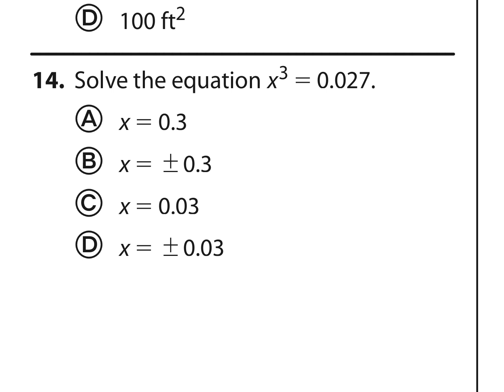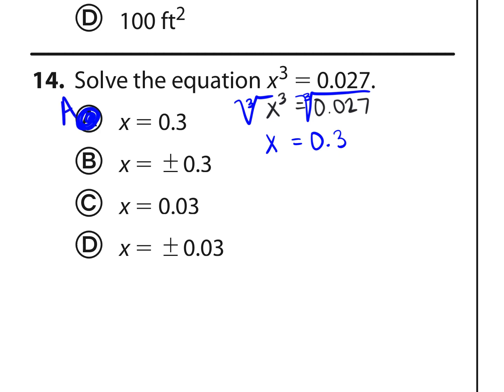Number 14, solve the equation x cubed equals 0.027. Well, we want to solve this by finding out what x is. We can undo this cubing x, which is x cubed, by doing the inverse. So we could take the cube root of both sides of this equation. On the left side, when you cube root x cubed, you just get x. On the right side, when you cube root 0.027, you get 0.3. And so the answer is answer choice A.